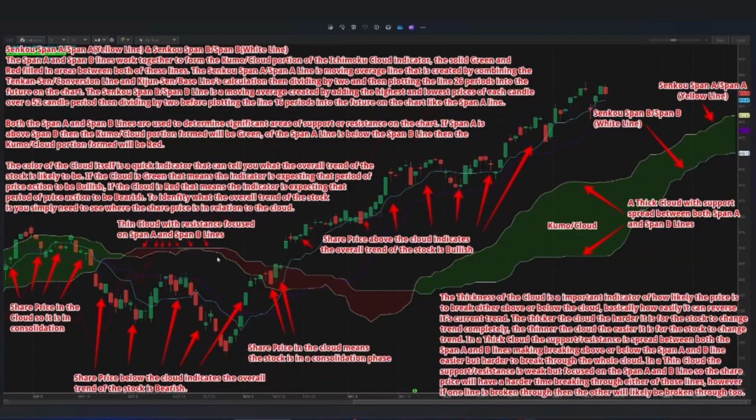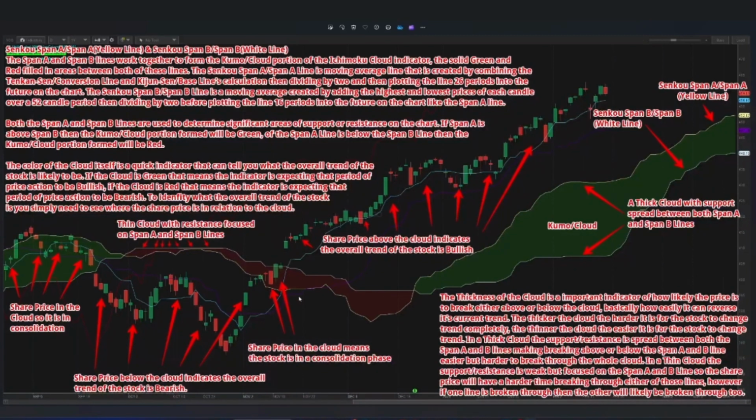Now, the more significant indication of whether the stock is bearish or bullish is where the share price is in relation to the cloud itself. So if you have share prices up here above the cloud and the cloud is beneath all those shares, that means the overall trend of the stock is going to be bullish, because the share price is still going up and the cloud is moving up dynamically with it. And if the share price is beneath the cloud, like over here, that means the overall trend of the stock is likely to be bearish, and it is bearish during that time frame.